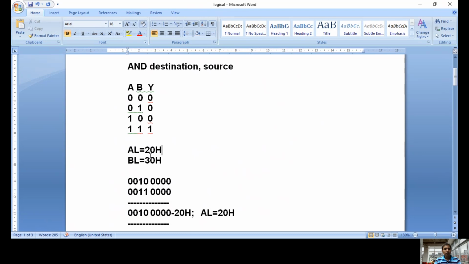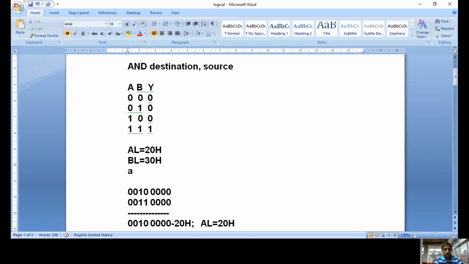Consider for example two numbers. One number is AL equal to 20H, the other number is BL equal to 30H. Now let us perform the AND operation, AND AL comma BL, and see what happens. Here the BL data performs an AND operation with AL and the result is stored in AL.